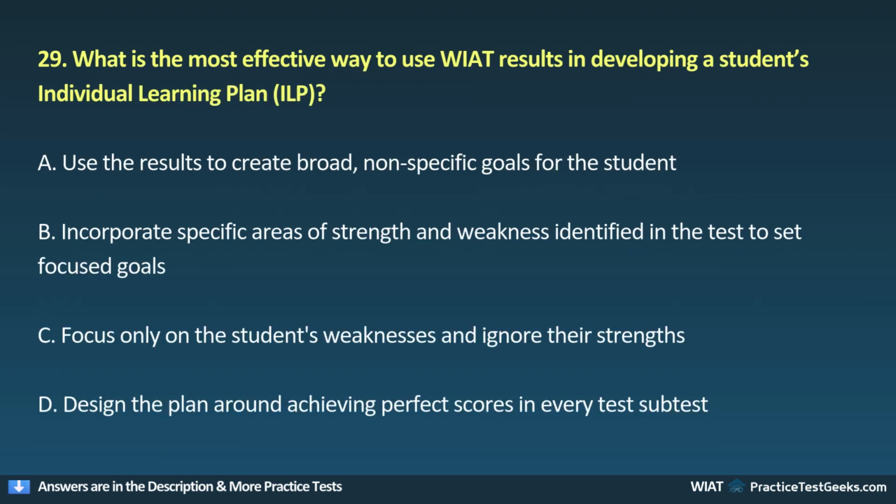29. What is the most effective way to use WIAT results in developing a student's individual learning plan, ILP? A. Use the results to create broad, non-specific goals for the student. B. Incorporate specific areas of strength and weakness identified in the test to set focused goals. C. Focus only on the student's weaknesses and ignore their strengths. D. Design the plan around achieving perfect scores in every test subtest.